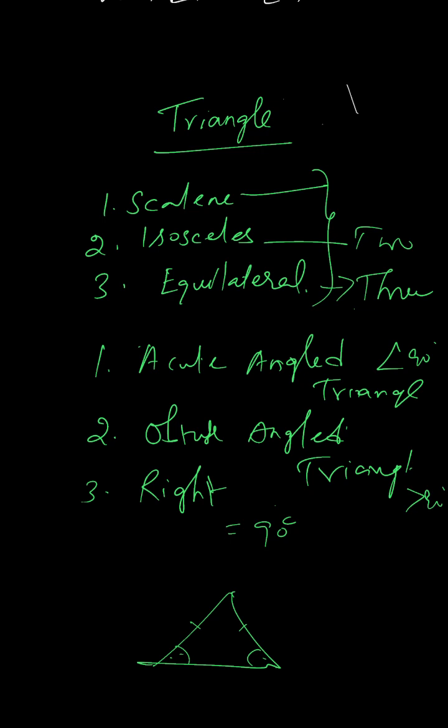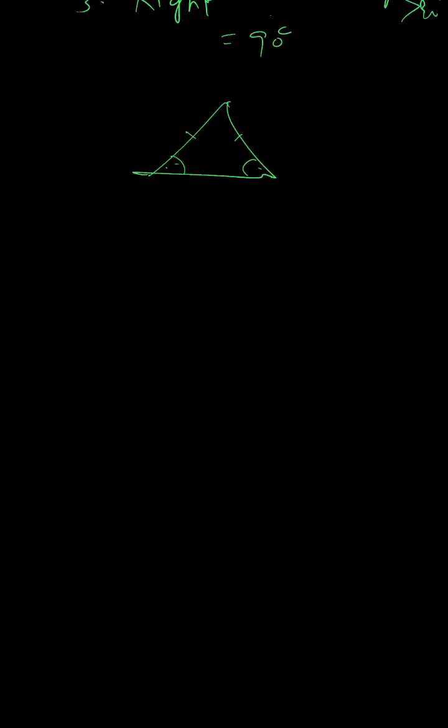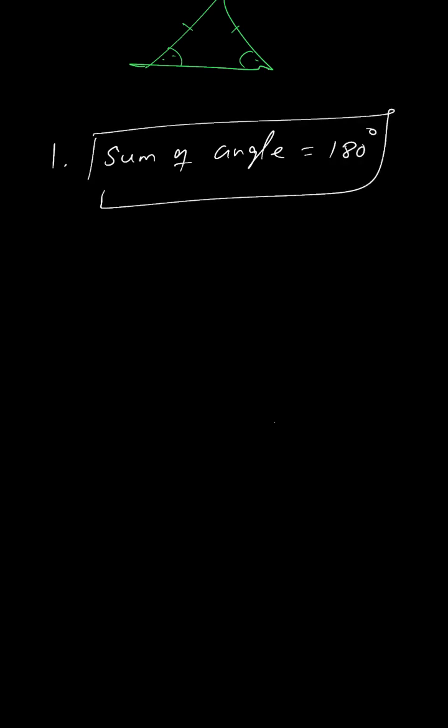Next we are going to recall some theorems. Some theorems, or rather properties. Can you understand? Is it okay? So first, the sum of the three angles of a triangle is 180 degrees. Sum of angles is equal to 180 degrees is the theorem of the triangle.